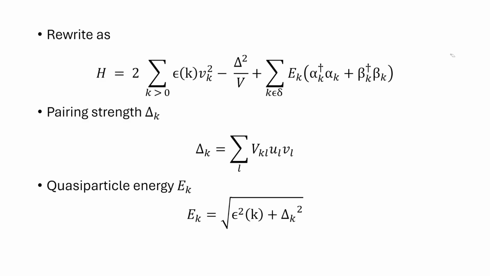You rewrite this as this, and you have this delta here, which is the pairing strength. The pairing strength is just this here. You end up with the quasi-particle energy E_k. Again, everything is looking for energy. Quasi-particles are those of the redefined vacuum state. And their energy is this initial electron kinetic energy plus this pairing strength.